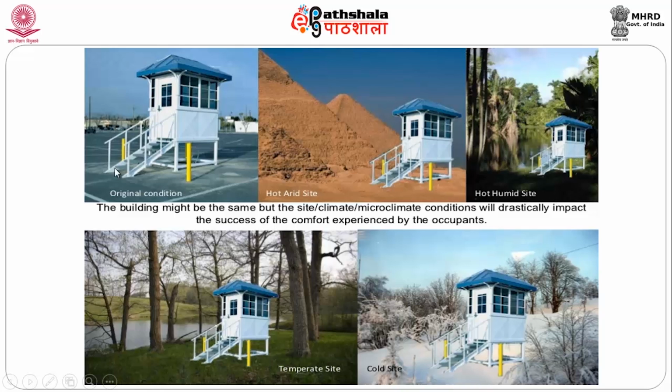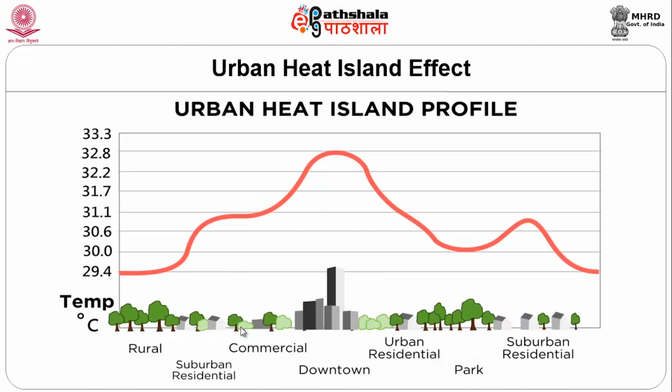So, if you look at this in the original condition, this is how this building is. But if you move it to a hot and arid site, hot and humid site, cold and temperate site, how out of place do these buildings look? When we put these buildings in these images, we are able to sense that they are out of place. But when we are talking about an urban scenario, an urban scale, we forget that we are very close to these temperature zones and we do not incorporate these qualities of the climate and temperature into our design.